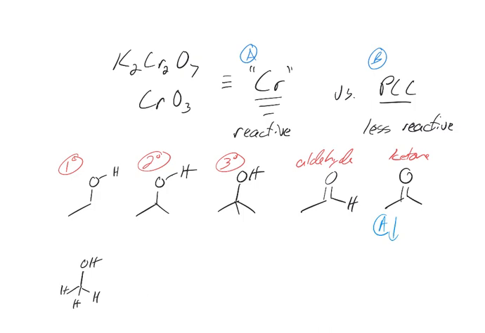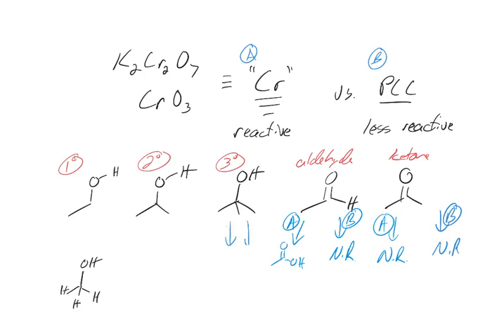So with A, there's no reaction with the ketone. With B, there's also no reaction. Nothing to react. With an aldehyde with chromium, you end up with carboxylic acid. The aldehyde with PCC, you get no reaction, because it's just not reactive enough. Both of these, A or B, no reaction with the tertiary alcohol. There's no H's. Just like here, there's no H's to take.